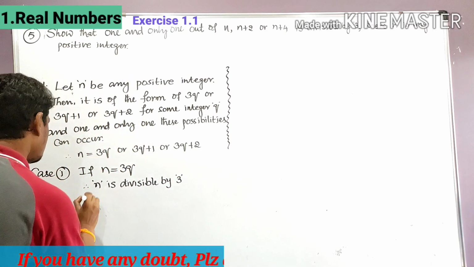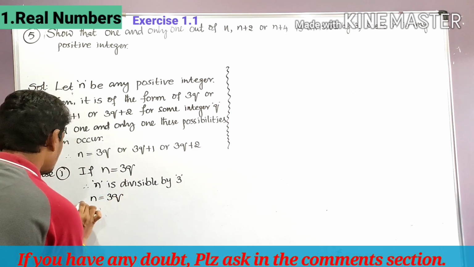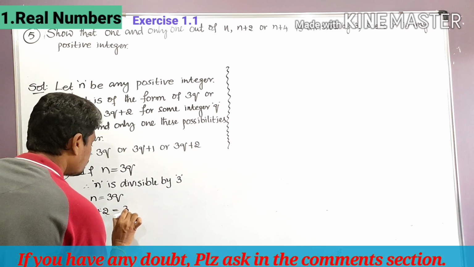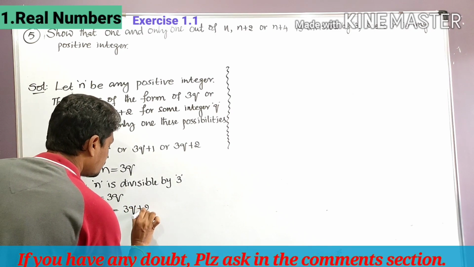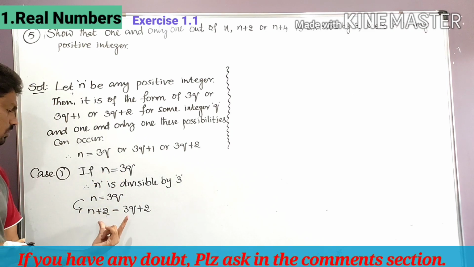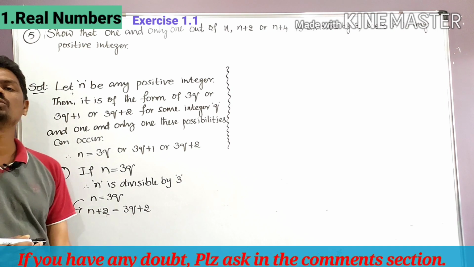In the same way, if n is equal to 3q, student, we have to add 2 on both sides. What we get? n plus 2 is equal to 3q plus 2. So student, if n is equal to 3q, I am adding 2 on both sides, and on the left side n plus 2 is equal to 3q plus 2.